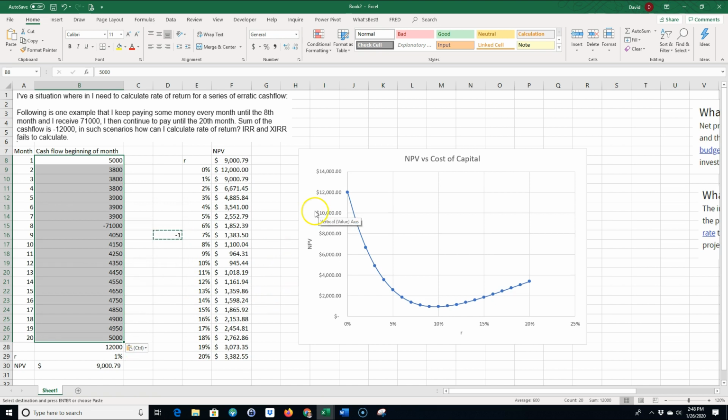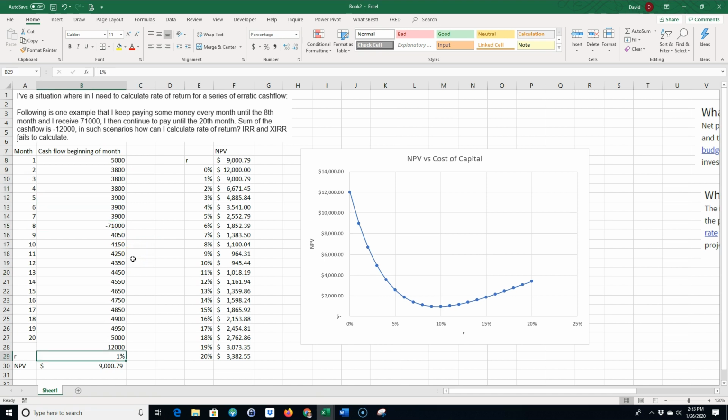And then you can see, this is the other person. Now this person is getting $5,000, $3,800, and then finally in month 8 has to pay $71,000. So these are positive cash flows to him. So he doesn't really care about how much it's going to cost him to borrow money, but it may cost this person, you know, who has to borrow money for that, right? This is a cash outflow.